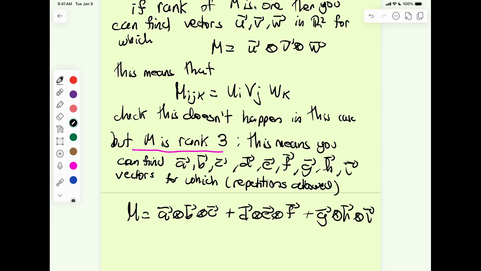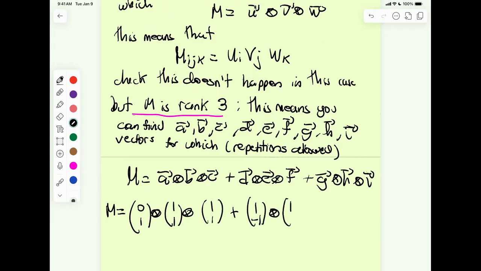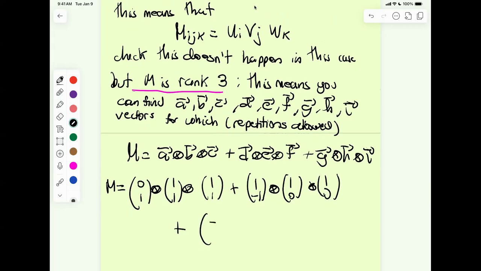In fact, in this case, it so happens that this is (0,1) tensor (1,1) tensor (1,1), plus (1,-1) tensor (1,0) tensor (1,0), plus (-1,-1) tensor (0,1) tensor (0,1). So you see, some of the vectors are being repeated. How do you find these vectors? It's obviously an interesting question.